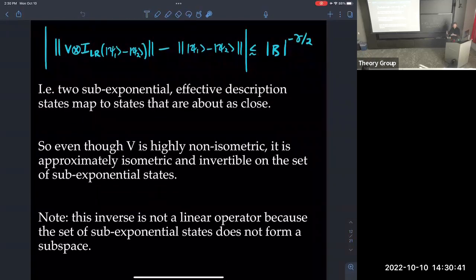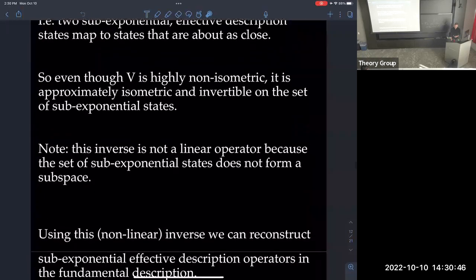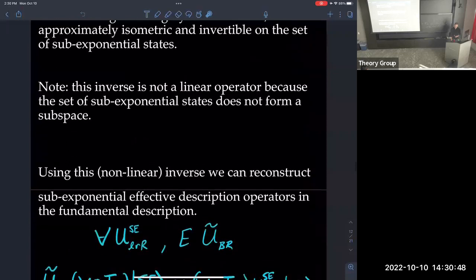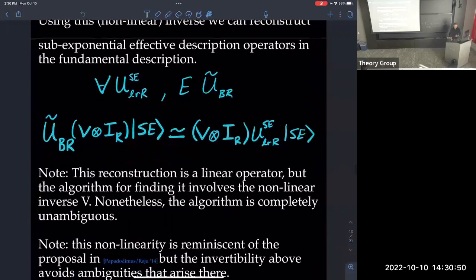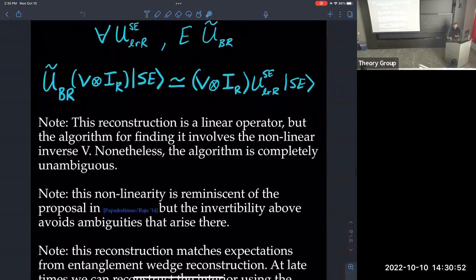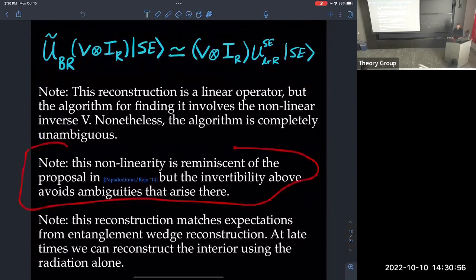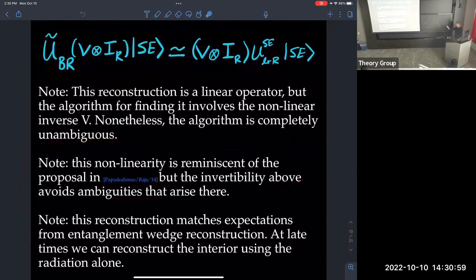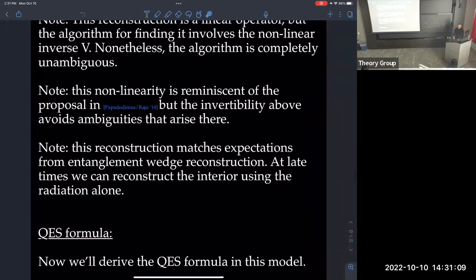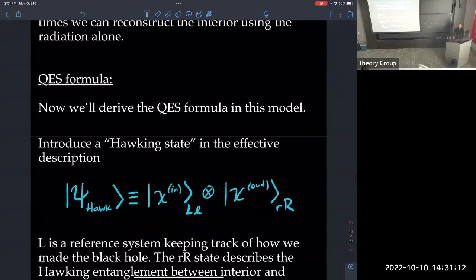And it's for that reason the inverse won't be a linear operator. Let me just skip over this part. I'll say that this nonlinearity might be reminiscent, so I'm reading from here basically, of a proposal by Papadopoulos and Raju, from 2014. But the invertibility that we have here avoids ambiguities that arise there. Happy to talk more about that. Let me skip that for now.